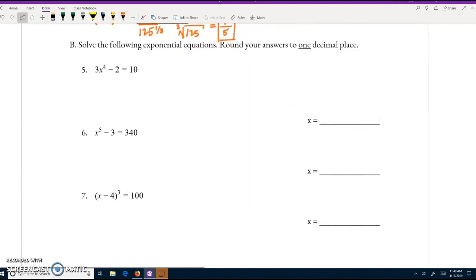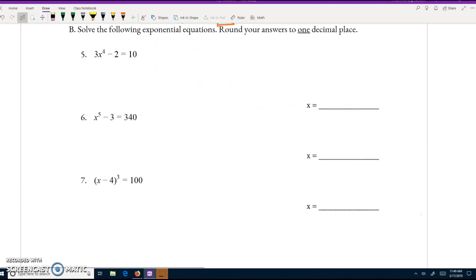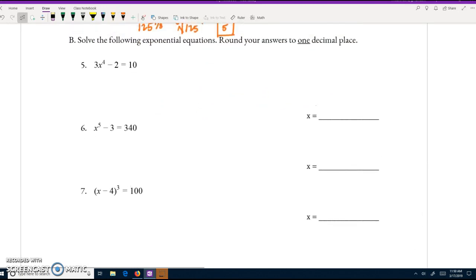Then we've got some equations to solve in this section. So we've got a quartic, a quintic, and a cubic equation to solve. So here it asks us to round our answers to 1 decimal place. So we're not being asked to report an exact form, we're being asked to give an approximation.